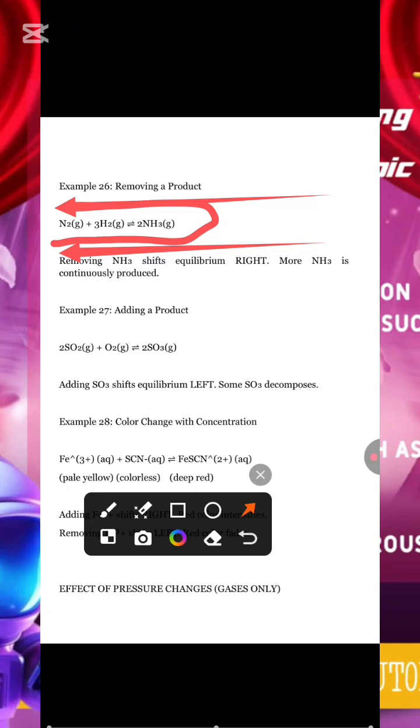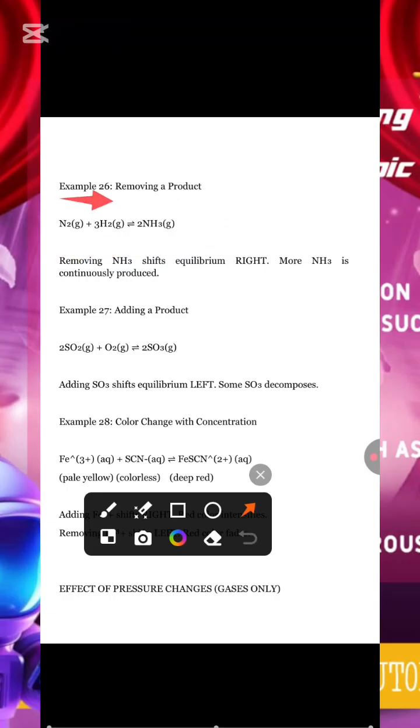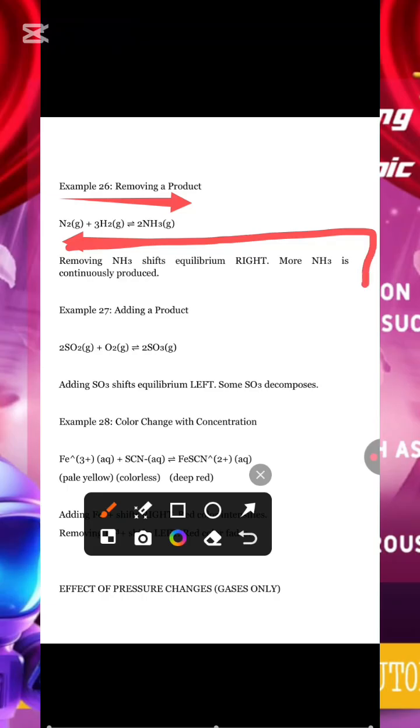Okay, when we now say equilibrium shifts towards, let's say in this particular reaction, we are saying equilibrium is shifting towards the right. So what does it mean? It means that more ammonia is being produced. While if equilibrium is shifting towards the left, it means more of the reactants, that's nitrogen and hydrogen, are being produced. Okay, that's why I actually wrote right here that removing NH3 shifts equilibrium to the right, so that more ammonia can be produced continuously.